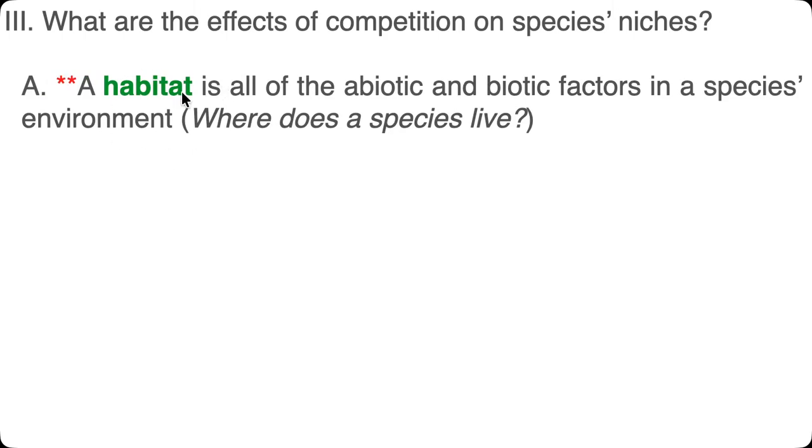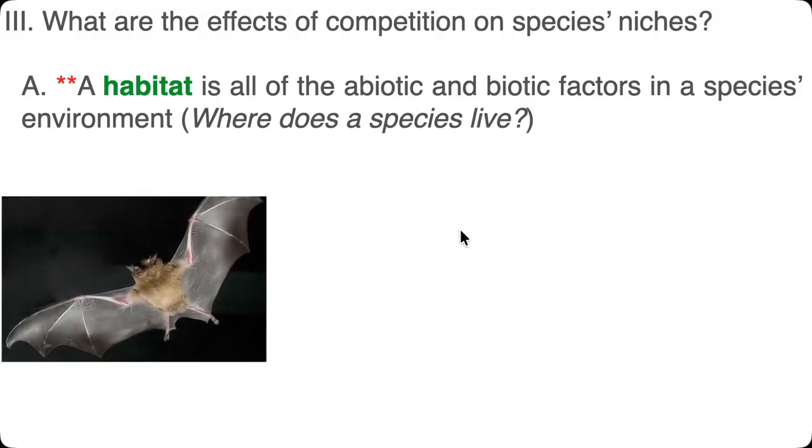So let's remind ourselves what a habitat is so that we can contrast them from one another. A habitat is all of the abiotic and biotic factors in a species environment. Do you remember what abiotic and biotic mean? Remember, abiotic are any non-living things and biotic are any living things, right? And ecosystems are made up of the biotic and abiotic factors that are in a general area. So really, a habitat is answering the question, where does a species live?